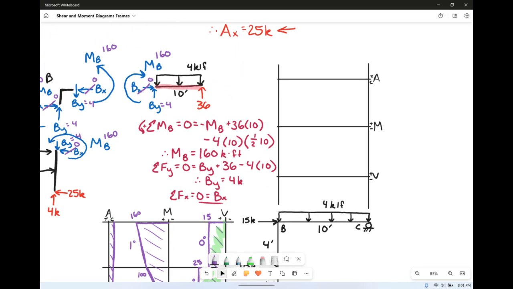Now for the beam, it doesn't really matter where you start. For axial, there is no axial, it's just a big old 0. For our shears, we said By is 4, so we're going to start at 0. We're going to go up 4, and then we need to go down, down, down, down, down as we go across, and then at the very end we're going to shoot up 36 to get back to 0.